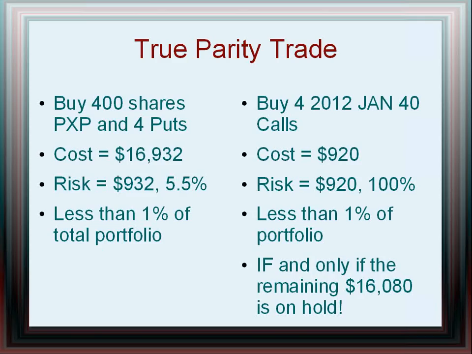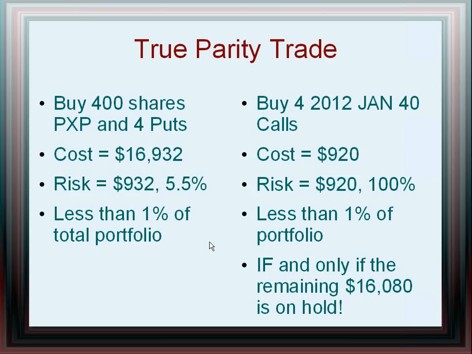So now overall, of that $17,000 you started off with, you're not risking less than 1%. You're risking more. The 400 shares of PXP and 4 puts force me into that trade. I had $17,000 of free capital. I invested $16,932. I'm forced into ideal size trades, and I'm not going off on a tangent and doing other trades. I'm risking 5.5% of my invested capital and less than 1% of the portfolio.